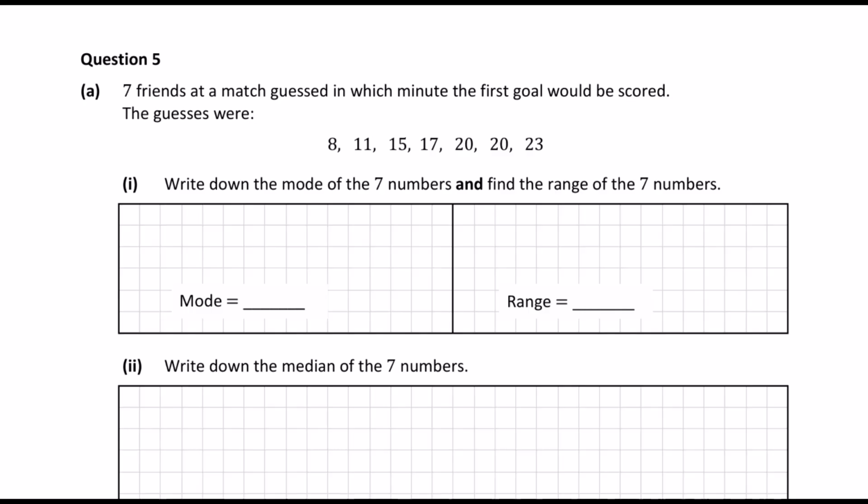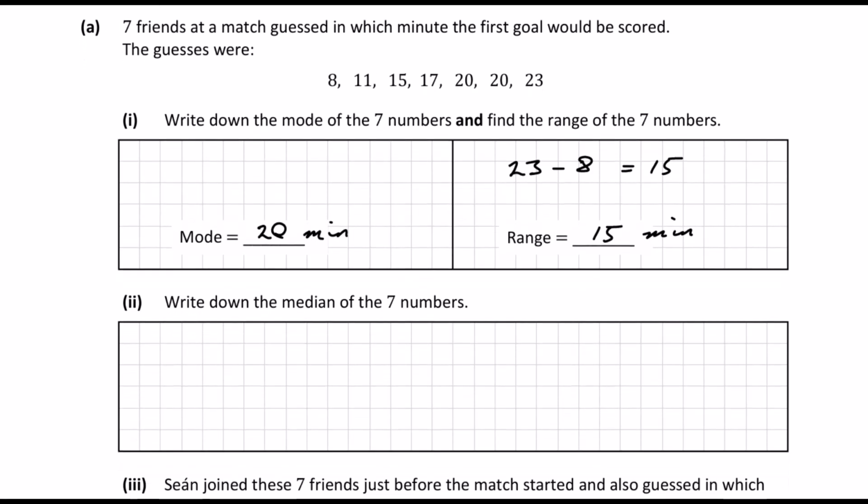So the mode is the number or the data point that occurs most often. In this case it is 20, it occurs twice. Find the range. Well, the range is the maximum, 23, minus 8. They have them in order for us from lowest to highest, so the maximum is 23, the minimum is 8. When you do that, you get 15, so the range is 15. And these are minutes, so the mode is 20 minutes, range 15 minutes.